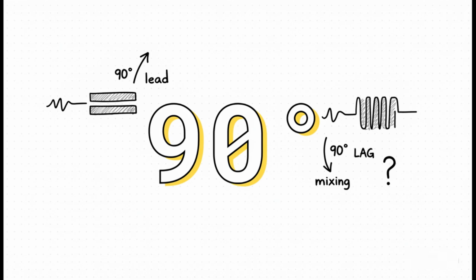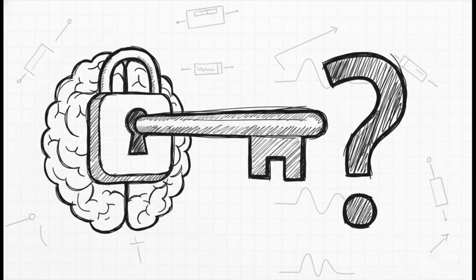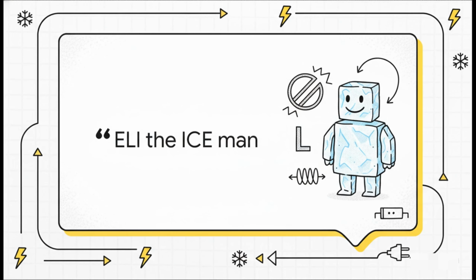But let's be real for a second. Trying to remember if current leads voltage or voltage leads current, especially when we start throwing inductors into the mix, well, that's just a recipe for a headache. We need a way to lock this into our memory for good. All right, it's time for the grand reveal. Get ready for the one trick that every single electronics pro uses to keep this stuff straight. Seriously, this is a total game changer. This is it. This is the key that unlocks everything. It's a simple little phrase that is going to save you so many headaches down the line. Just say it with me.